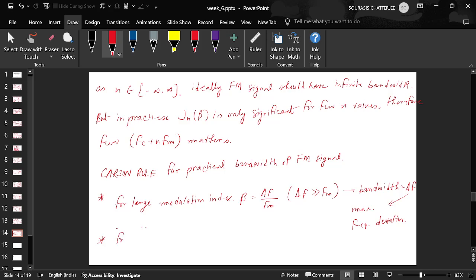Whereas for small modulation index beta, which corresponds to the case where the peak frequency deviation is much less than fm, your bandwidth in that case approaches 2 times the maximum frequency component of the message signal. So these are the two extreme cases. This is case 1, this is case 2. These are the two extreme cases.